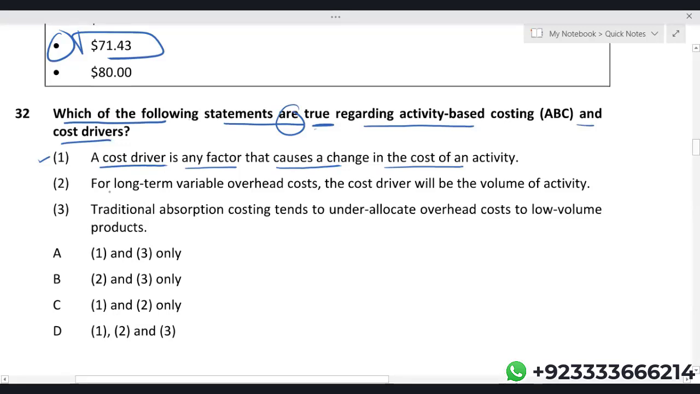Second, for long-term variable overheads, the cost driver will be the volume of activity. Very true. Obviously, for variable overheads, when the volume of activity changes, your variable overhead will change.